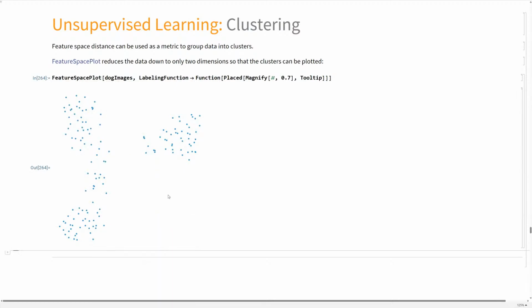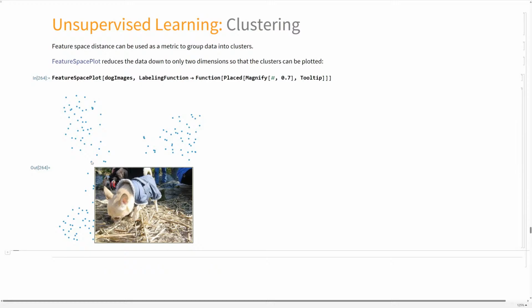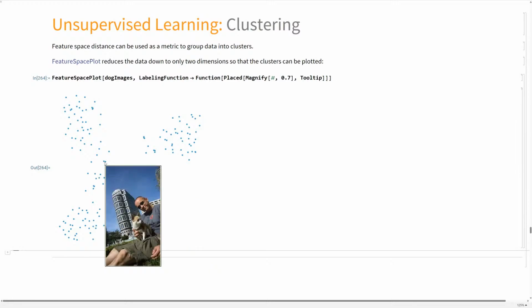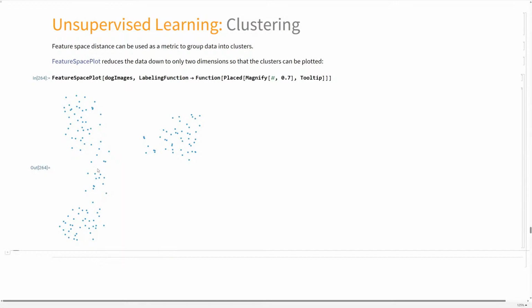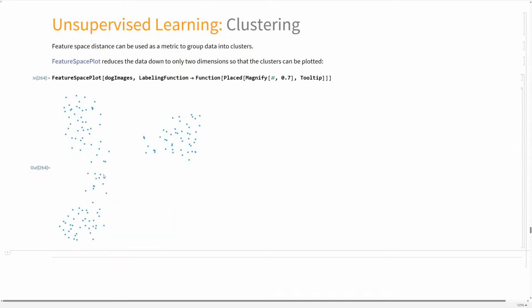All right, now what we're curious about is what's in between. So this one is not showing the face of the dog. That's where the machine might be confused. This one has a human in it. This one has another human in it. This one has a fan.